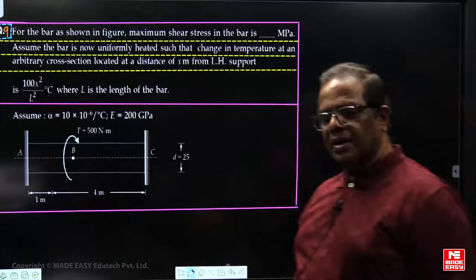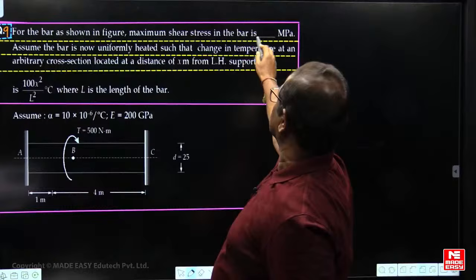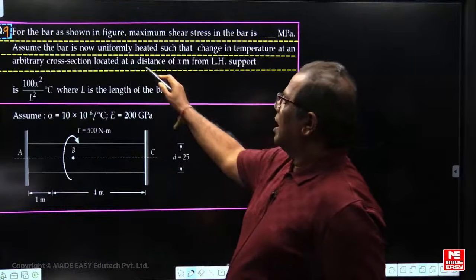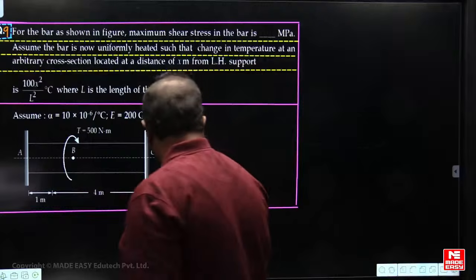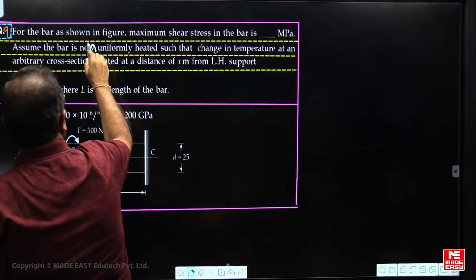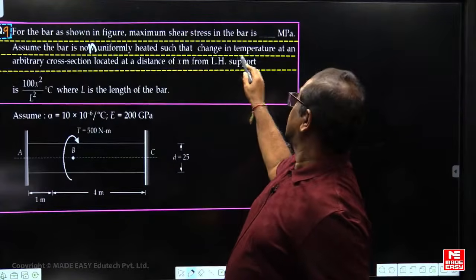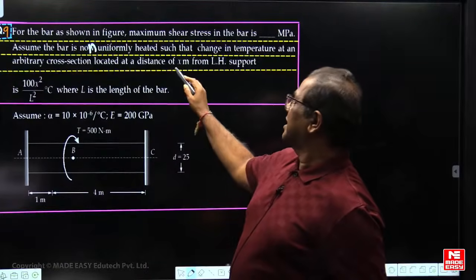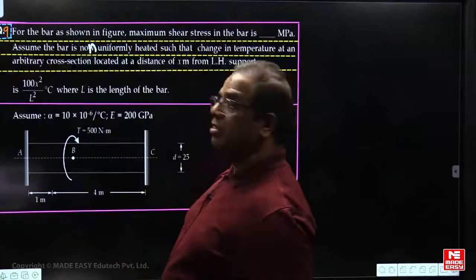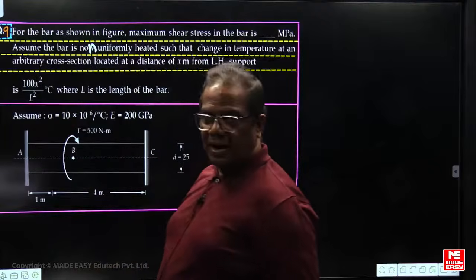Okay. So can you give the answer now? For the bar as shown in the figure, the maximum shear stress in the bar is dash megapascals. A bar is fixed at both ends. Assume the bar is non-uniformly heated. There is a small typographical mistake; this is non-uniformly heated, such that the change in temperature at an arbitrary cross-section located at a distance of x meter from the left hand side support is 100 x square upon L square degree centigrade, where L is the length of the bar. What is the length of the bar? 5 meters.